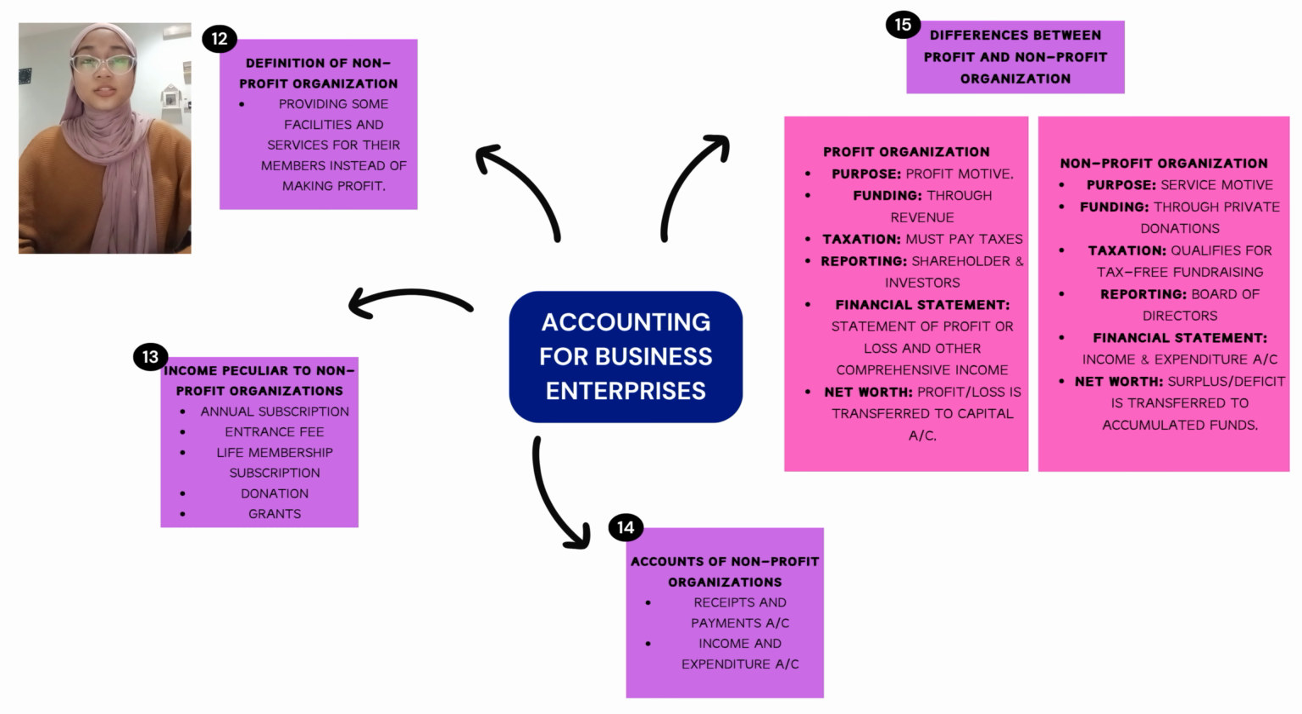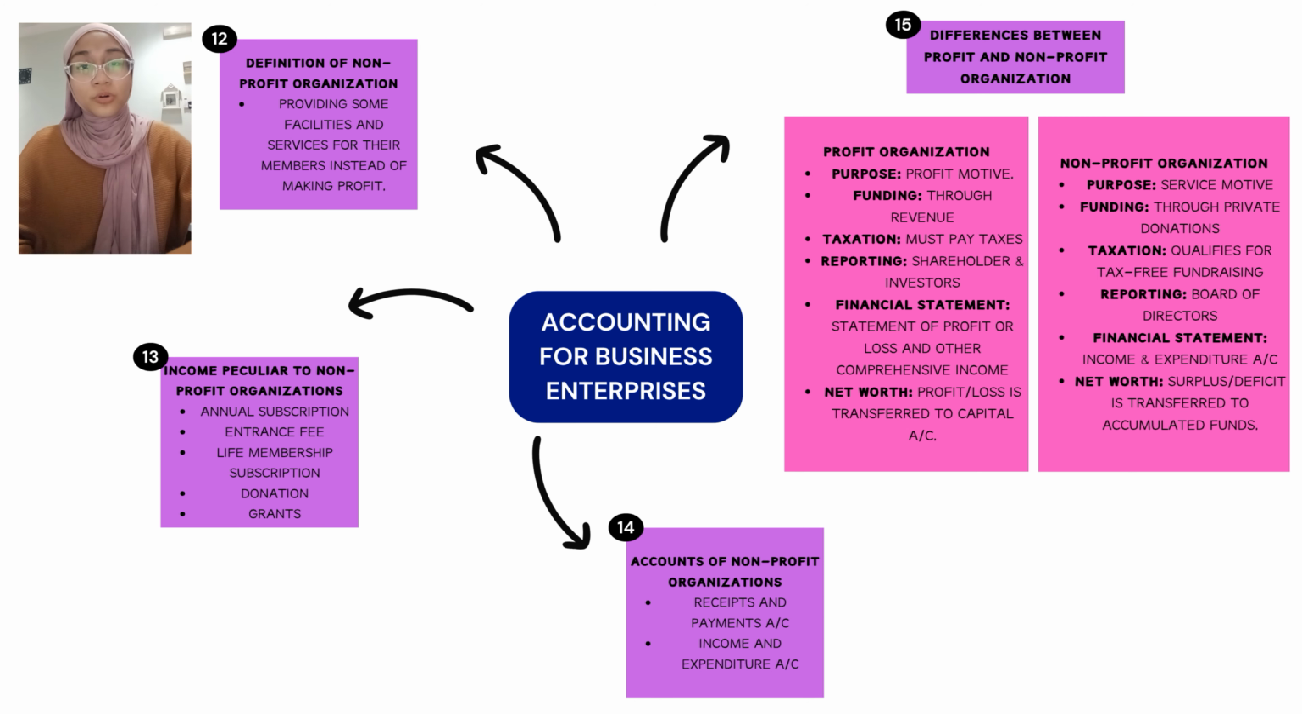For the third subtopic, it is non-profit organization. What is the definition of a non-profit organization? A non-profit organization is an entity that provides facilities and services for its members, not to earn profit but to serve a purpose. For income peculiar to non-profit organizations, they earn income from unique sources like annual subscriptions, entrance fees, donations, government or private grants, or even life membership subscriptions. And they use this income to sustain their organization's operation, not to earn profit.